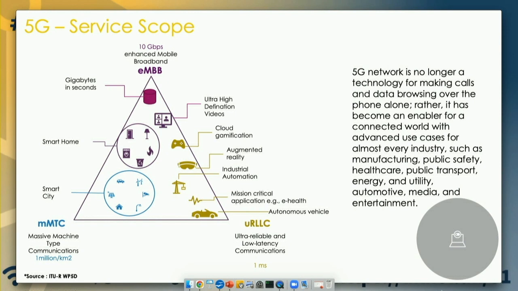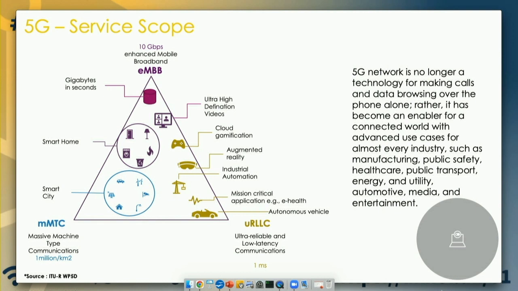So, here we are in 5G. But 5G is not all about speed and data for internet. 5G has changed the world of wireless technologies. 5G is no longer a technology for making calls and data browsing over the phone alone. Rather, it has become an enabler for a connected world with advanced use cases for almost every industry, such as manufacturing, public safety, healthcare, public transport, energy and utility, automotive, media, entertainment.